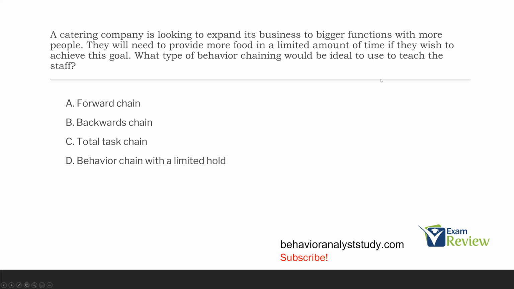Sometimes it's going to say what will be best, what might you prefer, what will be worst. If we're looking for ideal, then we have an ideal scenario, right? What will be the absolute best, all things aside, the best behavior training method to use to teach the staff? Forward, backwards, total task, or behavior chain with a limited hold. Well, let's look at our example.